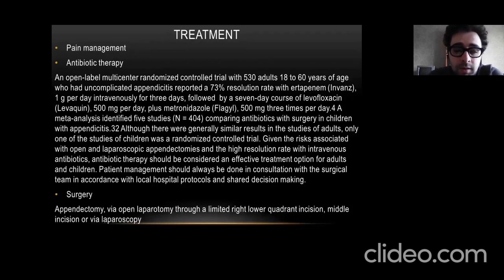Treatment: if patient has pain, pain management. Infectious disease, antibiotics, of course. Surgery: appendectomy. What appendectomy? Laparoscopical or laparotomical? If it is laparoscopical appendectomy, this is a gold standard. It is made for patient because results are better. But if there is such a situation when you cannot make laparoscopical appendectomy, for example, there is big abscess, there are difficulties in the operation, you should make laparotomical appendectomy through limited right lower quadrant incision.